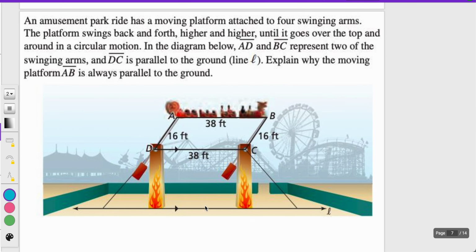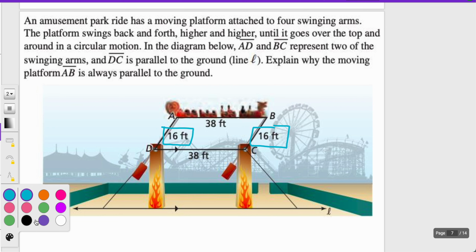So as we look at our first example, it says an amusement park ride has a moving platform attached to 4 swinging arms. This platform swings back and forth higher and higher until it goes over the top around in a circular motion. I'm sure some of you have maybe been on a ride like this before. In the diagram below, it shows that AD and BC represent 2 of the swinging arms. And notice that AD is matching BC.